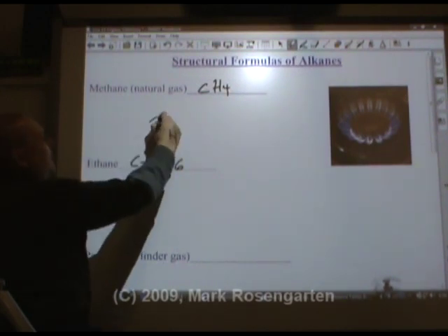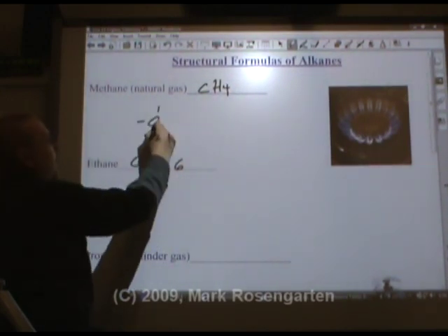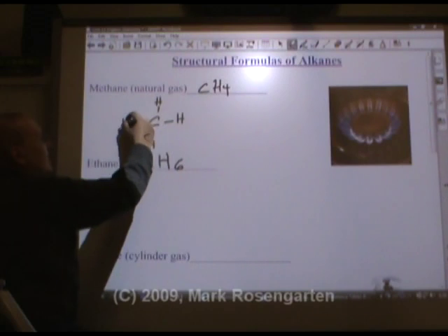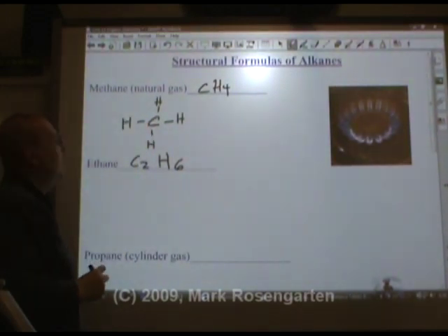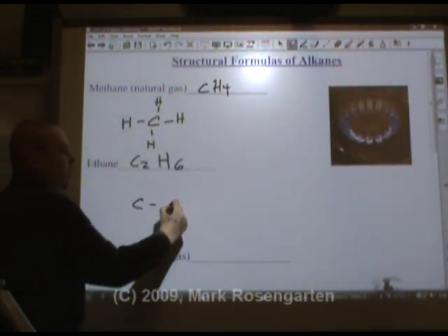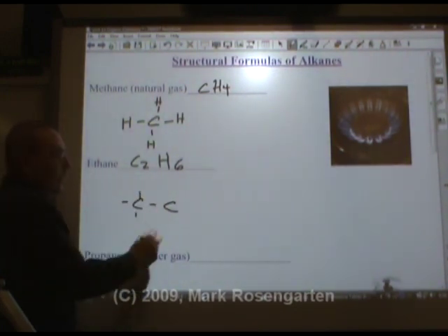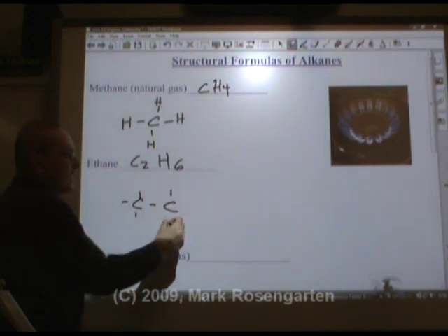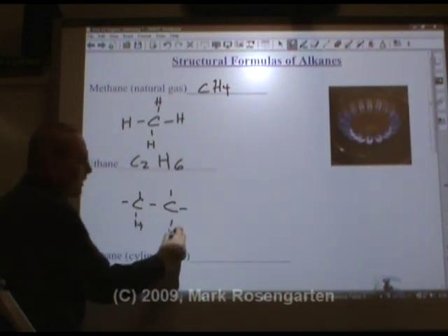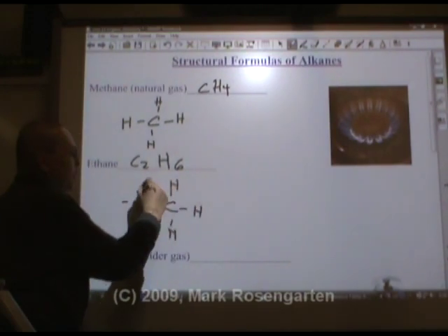The carbon goes here, and the hydrogens go around it. And that's a molecule of methane. Ethane has 2 carbons in a row. This carbon has 1 bond, it needs 3 more. This carbon has 1 bond, it needs 3 more, and you put hydrogens at the ends of each of those bonds.